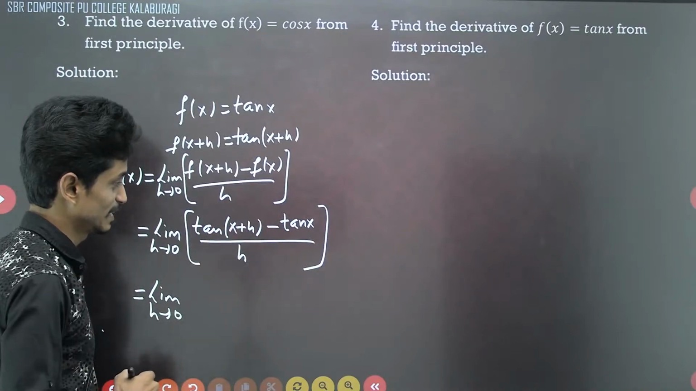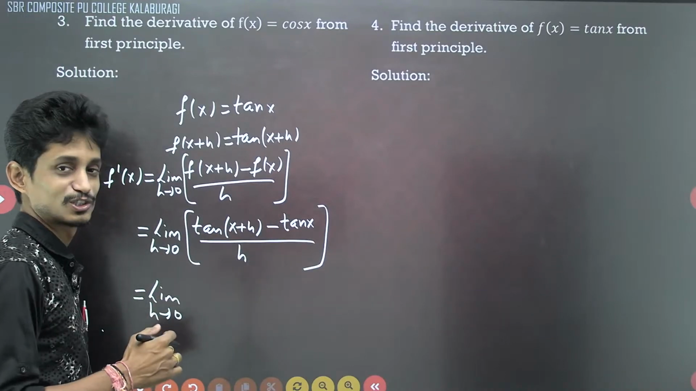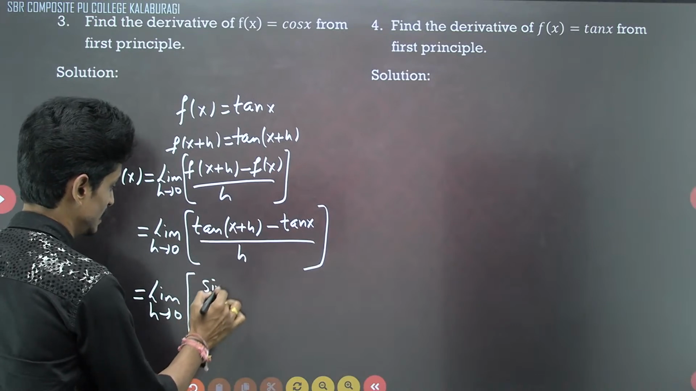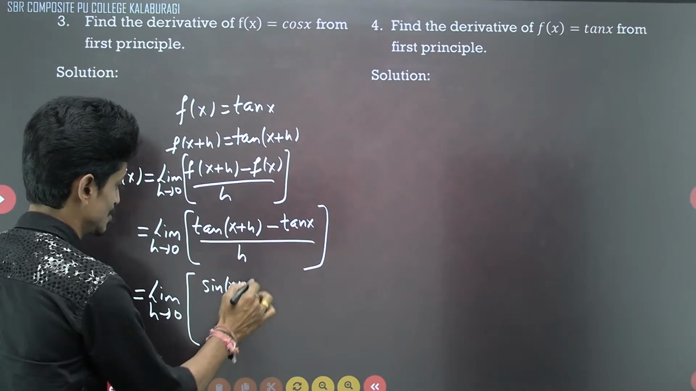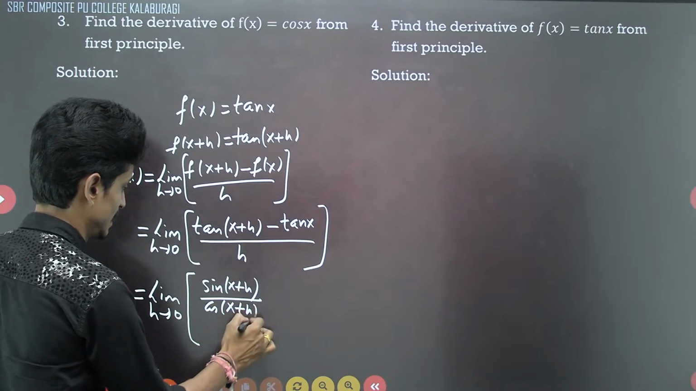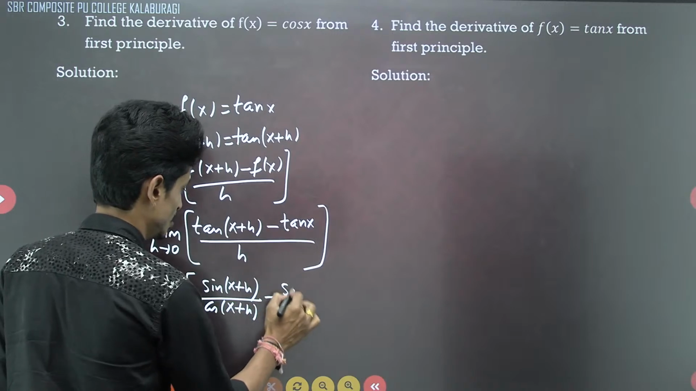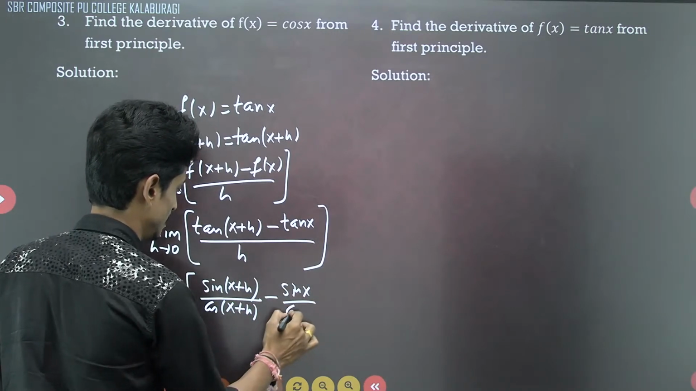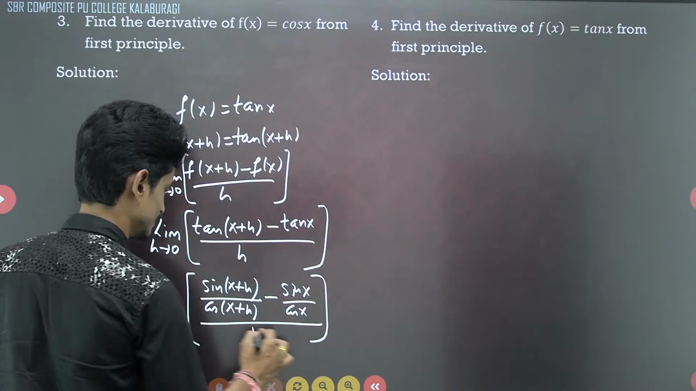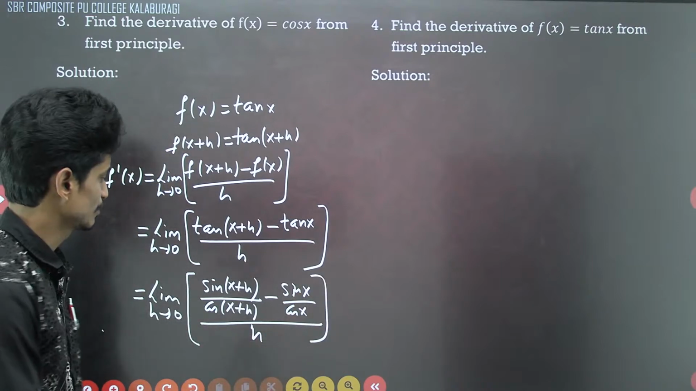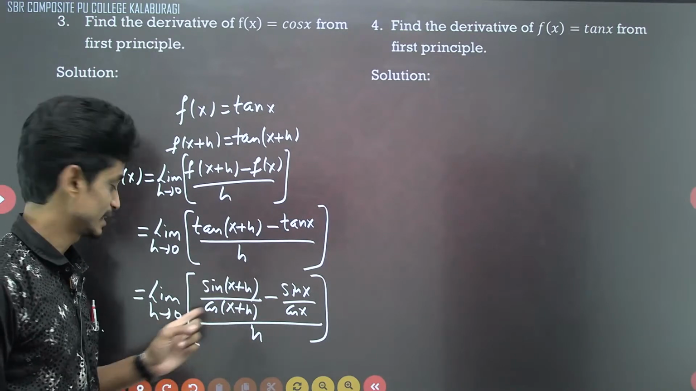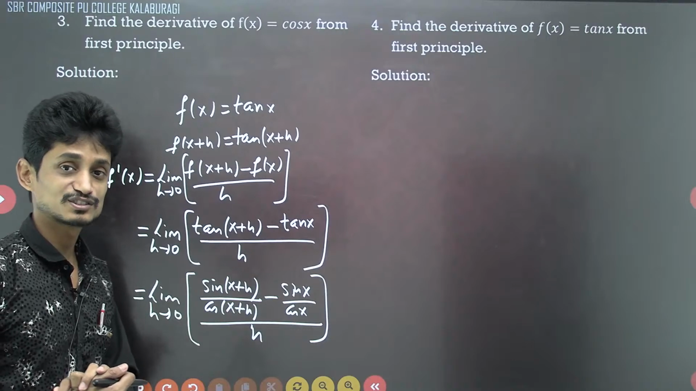So tan x minus tan c minus tan d, we don't have such formula, which means we can take the reciprocal, that is sin of x plus h divided by cos of x plus h minus sin x divided by cos x, divided by h. Clear? Then also we have the indeterminate form, sin x by cos x, sin x by cos x get cancelled when we are replacing h by 0.